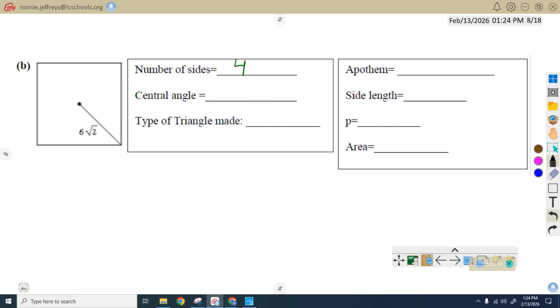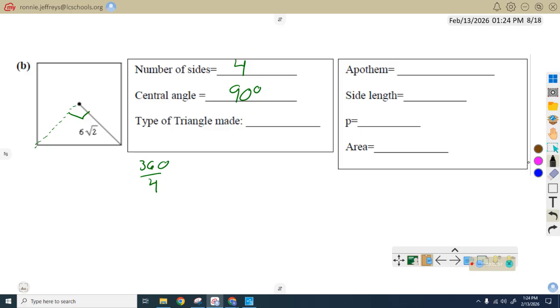Some of y'all are like, this is the kind of question I get on iReady when I go click, click, click. Okay. So, your central angle. Well, that's talking about this right here. Central angle would be 360 divided by 4, which would be 90 degrees.